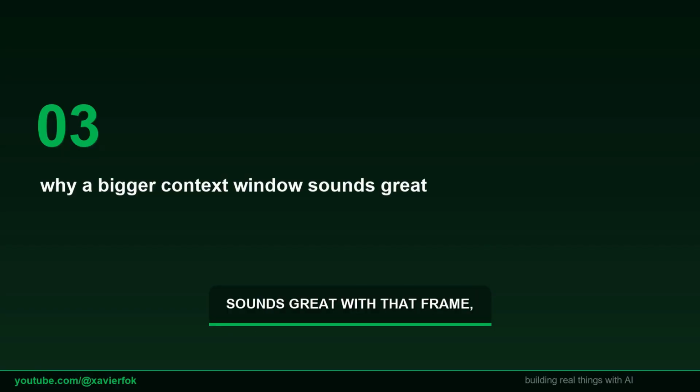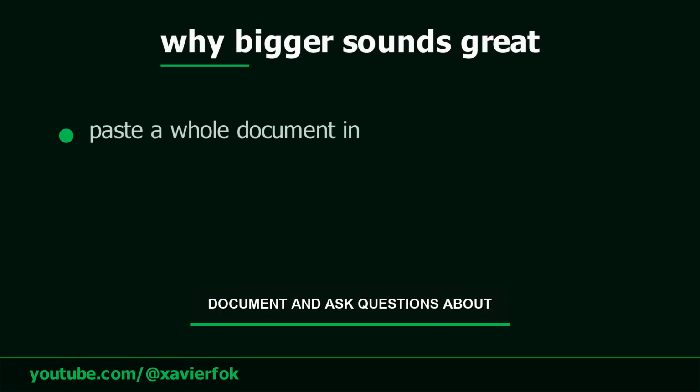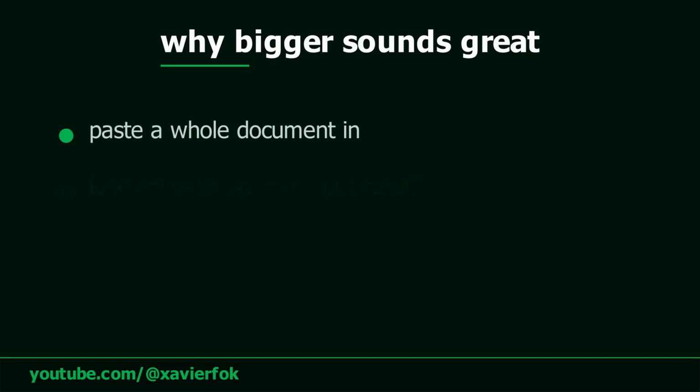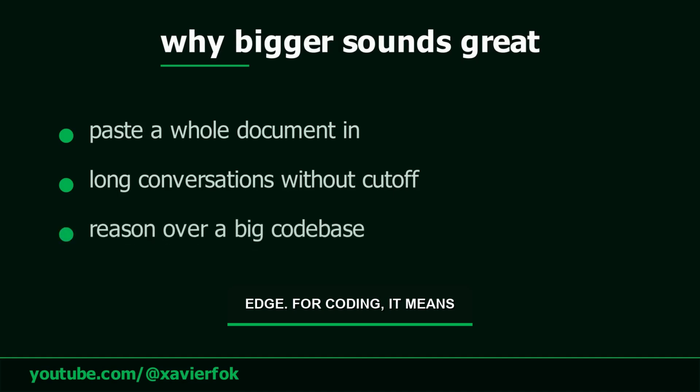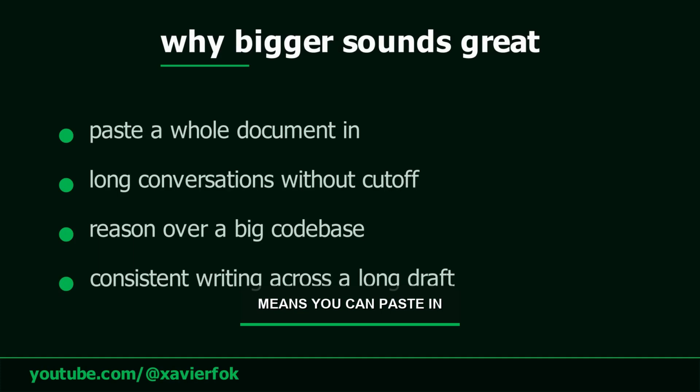Why a bigger context window sounds great. With that frame, it is easy to see why a bigger context window is genuinely exciting on paper. It means you can hand the model a whole long document and ask questions about any part of it without having to figure out which pages to include. It means a long conversation can keep its full history without you needing to worry about things falling off the edge. For coding, it means you can drop in a large code base and ask the model to reason about how pieces connect. For writing, it means you can paste in everything you have written so far and ask for help being consistent. These are real improvements.